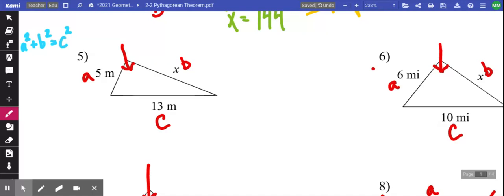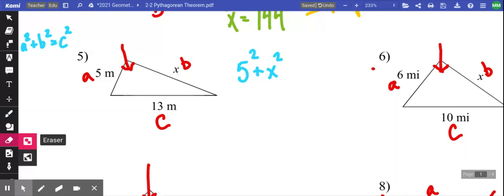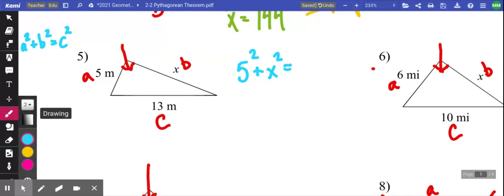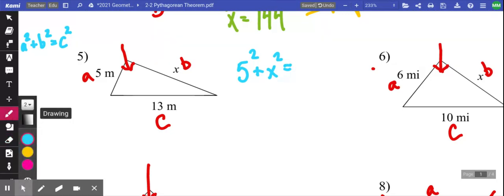So we have our A squared, so we look at our A. So that's A squared, so we put 5 squared. Plus our B squared. Now if we look at our B here, it is labeled as just X, so you just put X squared. Equals our C squared, that's what our formula says, and our C is 13 squared. Don't worry about putting in the meters and miles and kilometers, all that stuff right now. We're not worried about that right now.